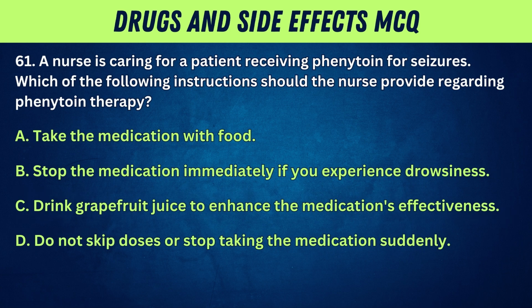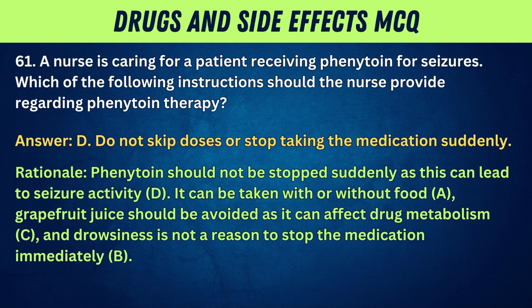61. A nurse is caring for a patient receiving phenytoin for seizures. Which of the following instructions should the nurse provide regarding phenytoin therapy? A. Take the medication with food. B. Stop the medication immediately if you experience drowsiness. C. Drink grapefruit juice to enhance the medication's effectiveness. D. Do not skip doses or stop taking the medication suddenly.